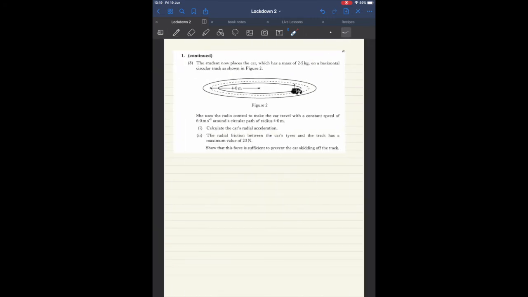Now, let's go back to this question. It's a simple wee question in many ways. The radius of the car going around this little track is 4 meters. The velocity of the car is 6 meters per second, and the mass of the car is 2.5 kilograms. The first question says, calculate the radial or centripetal acceleration. Don't need the mass for that just now. So just sticking numbers into the equation, a equals v squared over r. 6 squared is 36 over 4, which gives you 9 meters per second squared, and that's the centripetal acceleration or radial acceleration.